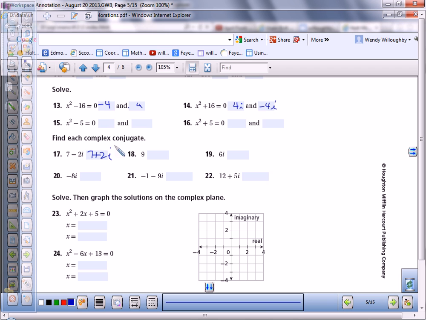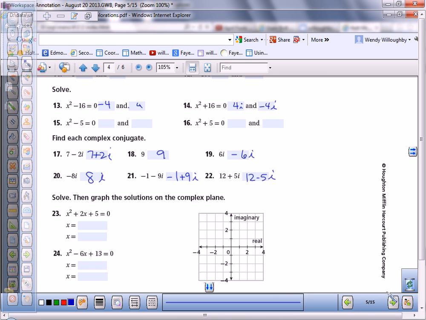Alright, so if we're just changing the imaginary part, does 18 have an imaginary part? Nope, so it's just 9. What about this one? Negative 6i. What about this one? 8i. What about this one? Negative 1 plus 9i. Great. And finally, 12 minus 5i. Alright, now I understand why y'all were confused. I confused you, that's why.